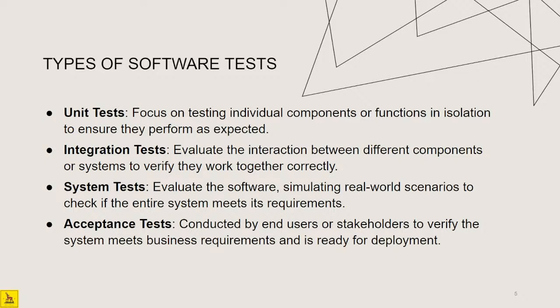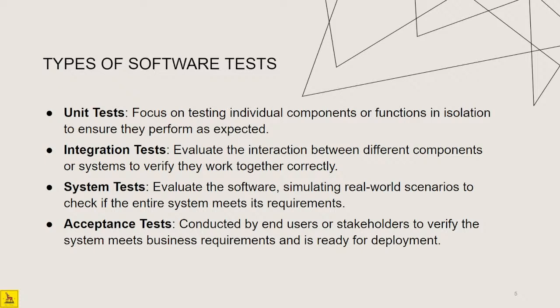Let's look at types of software tests. We have unit tests, integration tests, system tests, and acceptance tests. For now, in this PowerPoint, we will focus on these four, and we'll discuss each of these in more detail. For a unit test, we focus on testing the individual components or functions in isolation to ensure that each part of our unit test performs correctly.